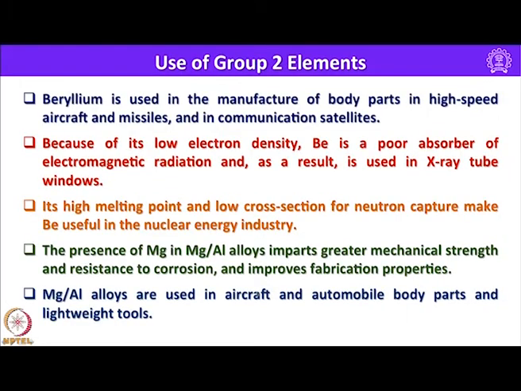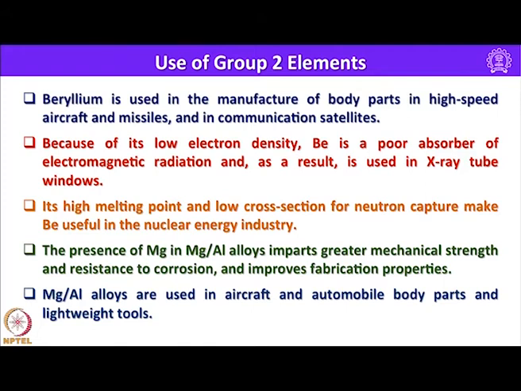Beryllium is used in the manufacture of body parts in high speed aircraft and missiles, and also in communication satellites. Because of its low density, beryllium is a poor absorber of electromagnetic radiation, and as a result it is used in X-ray tube windows. Its high melting point and low cross section for neutron capture make beryllium useful in the nuclear energy industry.